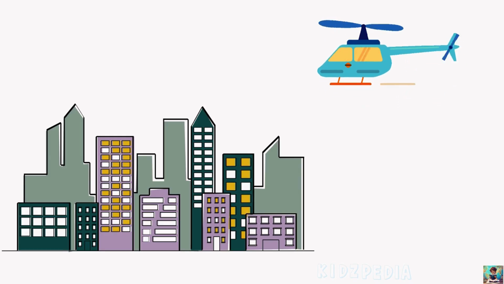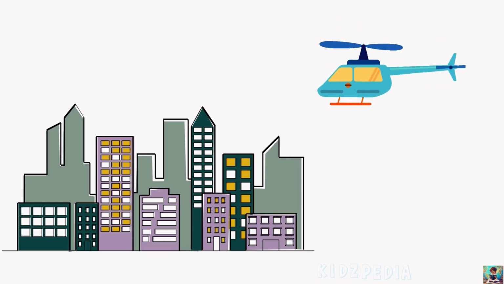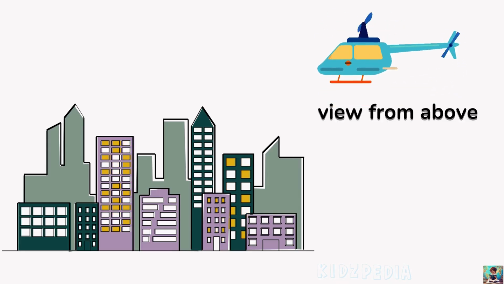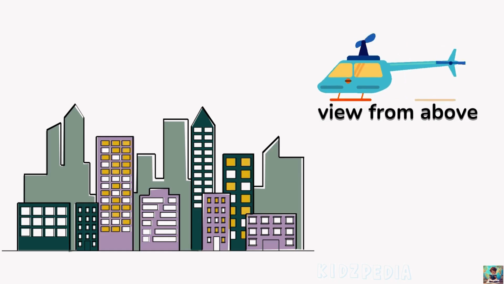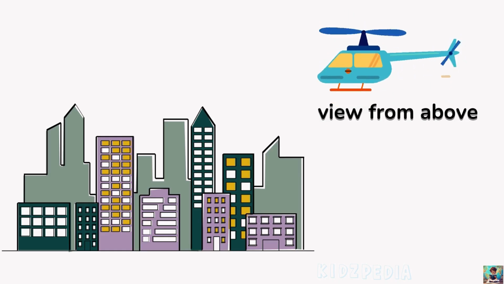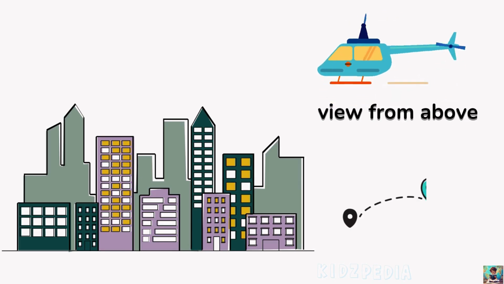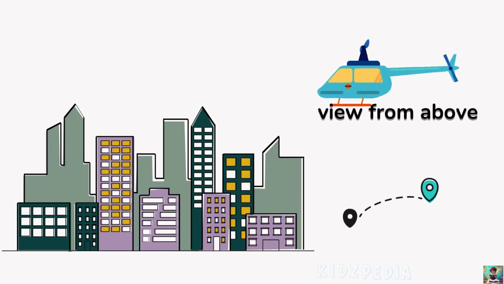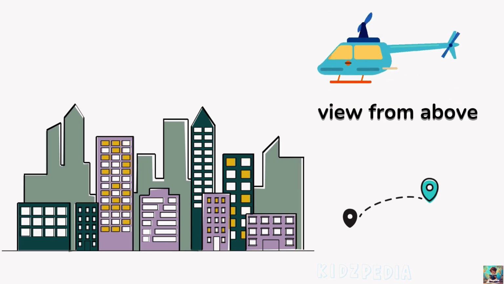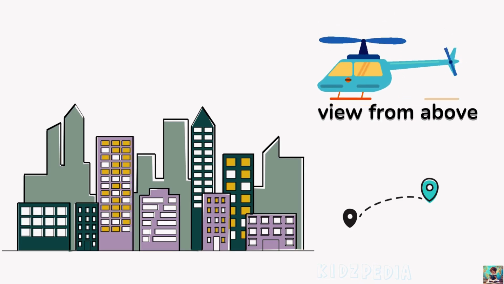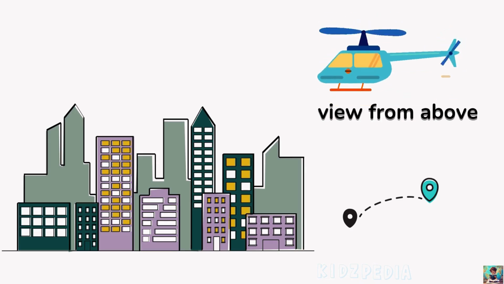And why do we look from the top? Because when we look from above, it's easier to see where everything is. Roads, buildings, rivers, and more. We can understand how places are connected to each other. We can easily plan how to go from one place to another. So in simple words, a map is a drawing that shows a place from the top, helping us to understand and explore it better.